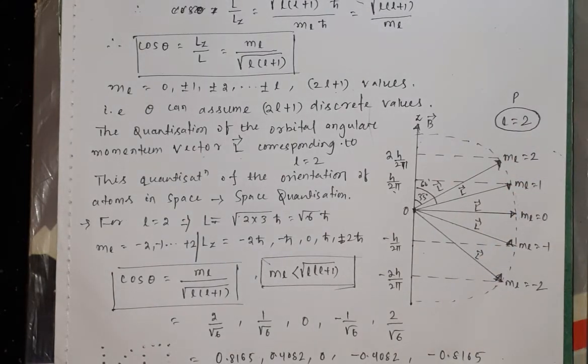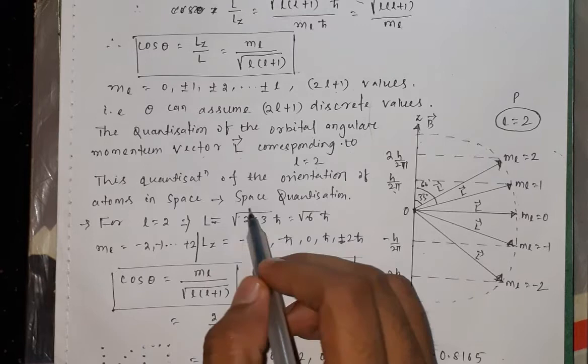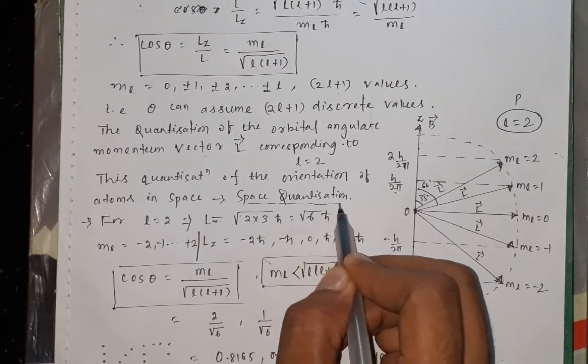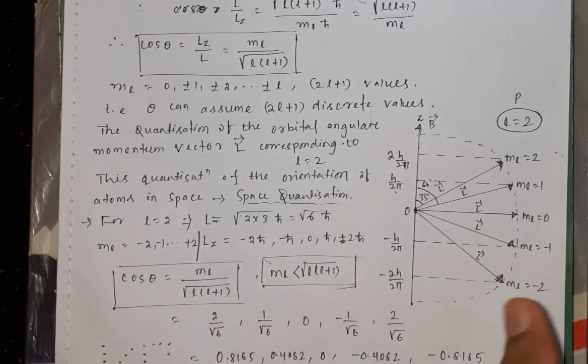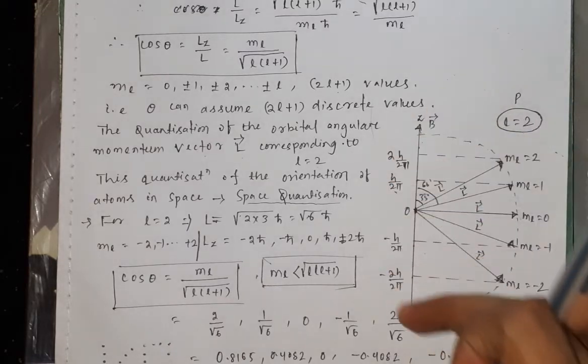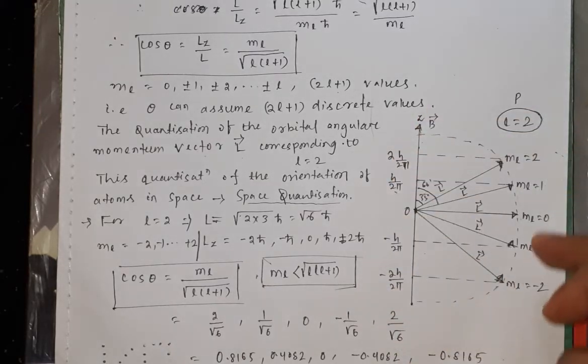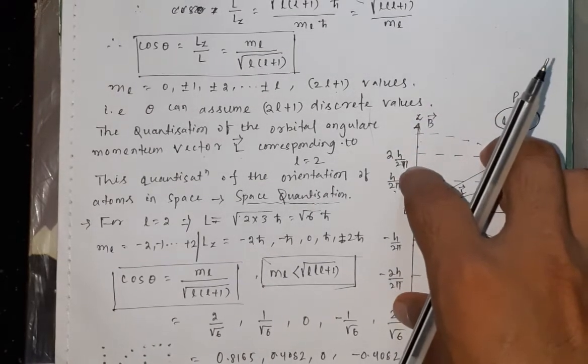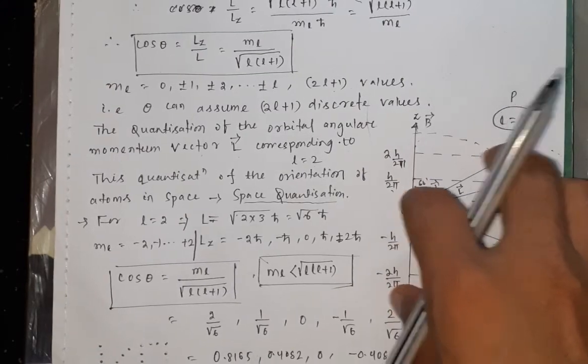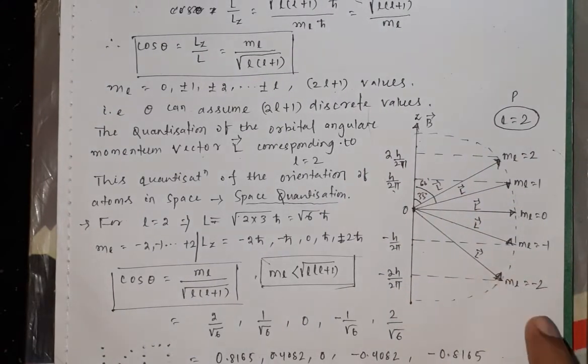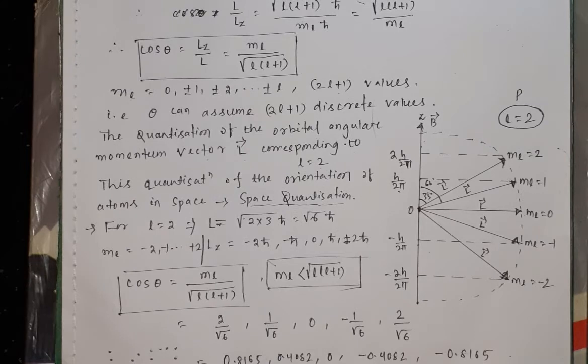Okay, so this quantization of the orientation of the atom in space is called the space quantization. This is very important. The atoms oriented in a magnetic field in space, where there is a magnetic field, this is called the space quantization, where 2l plus 1 types of discrete quantizations take place.